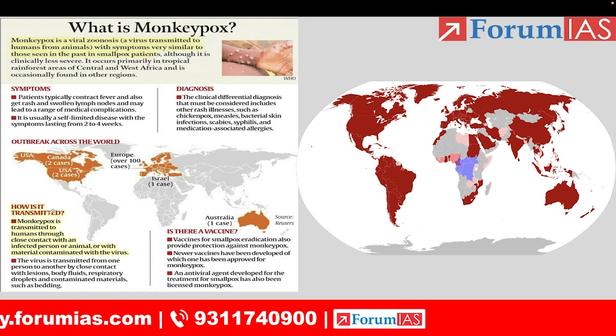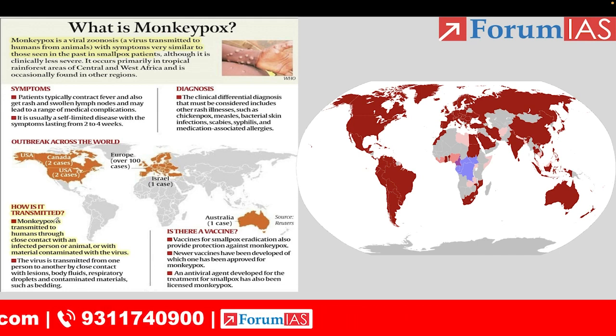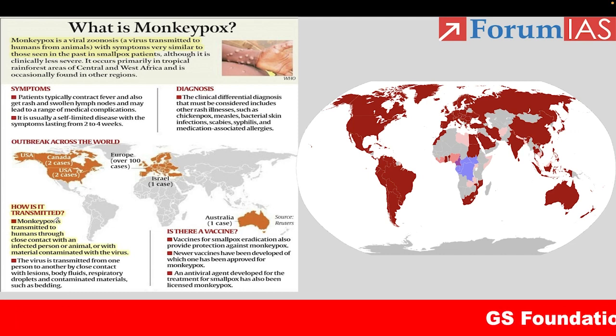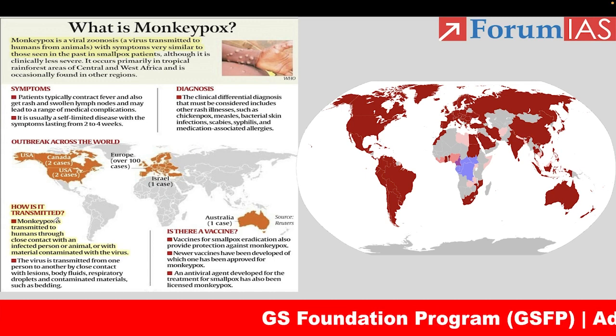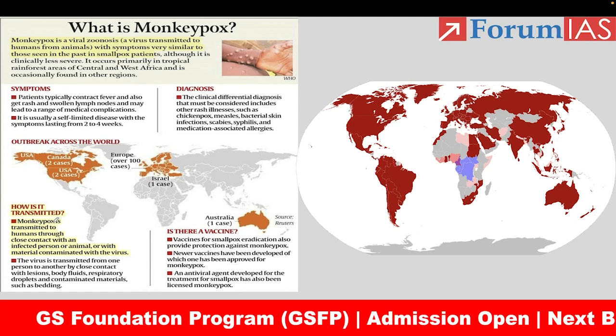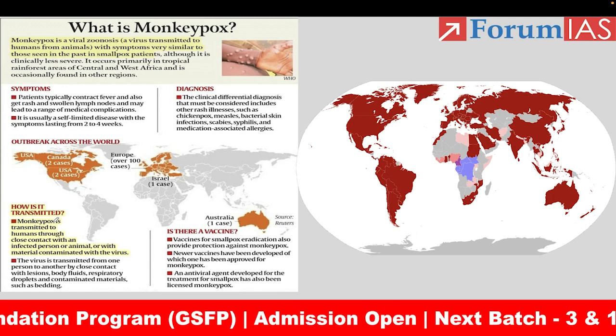And how is it transmitted, guys? Monkeypox is usually transmitted to humans from animal reservoirs, from the infected animal. And between humans, it is transmitted through sexual contact, right? Then through body fluids, then respiratory droplets. So these are all the factors contributing to the transmission between human beings.